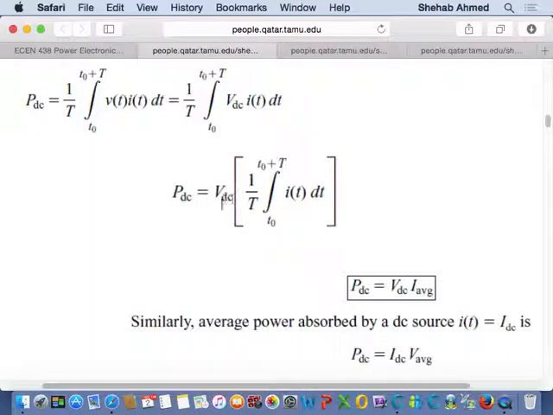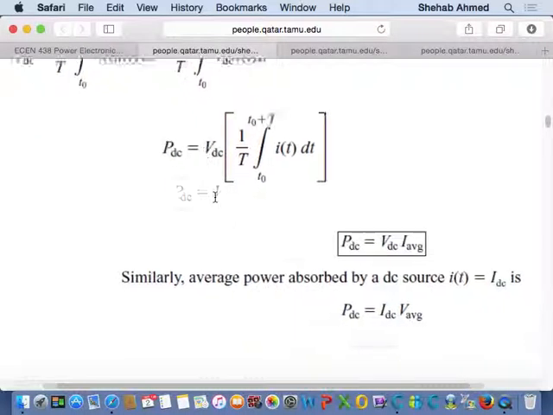But anyway, sometimes you can take the DC voltage out because it's a nice pure DC voltage, and the current is not pure DC, and you have to do the integration. Or it can be the opposite. Sometimes the current can come out of the integration, and the voltage has to stay inside for you to calculate the average power.